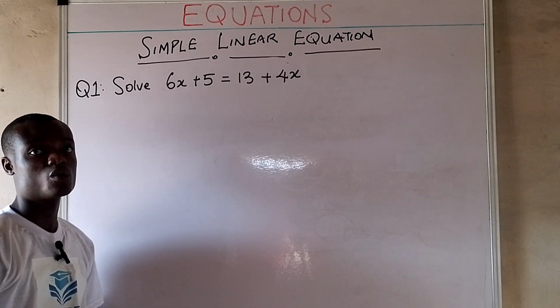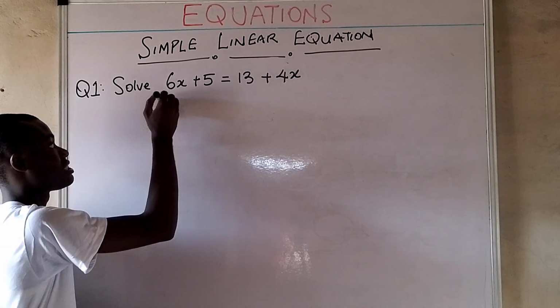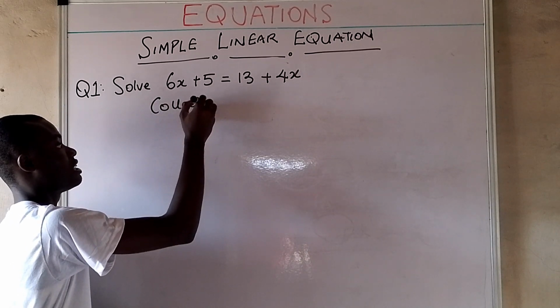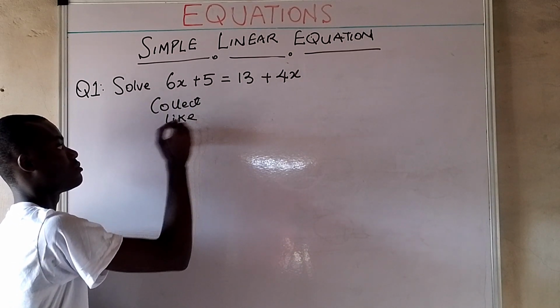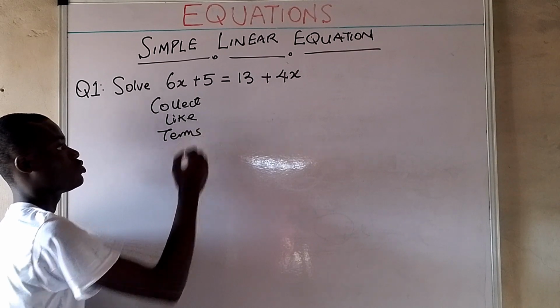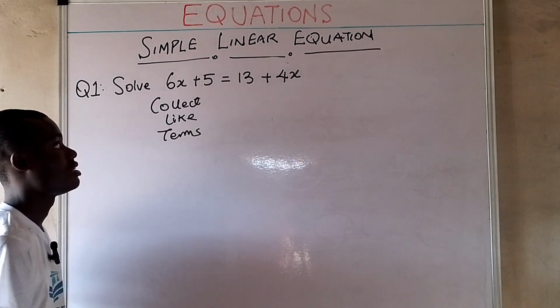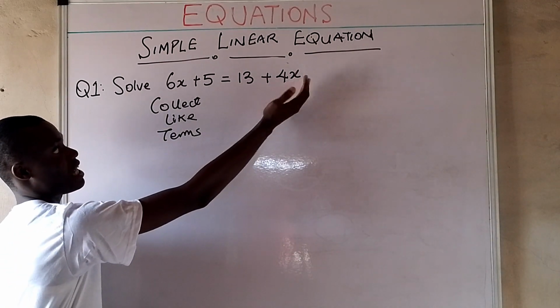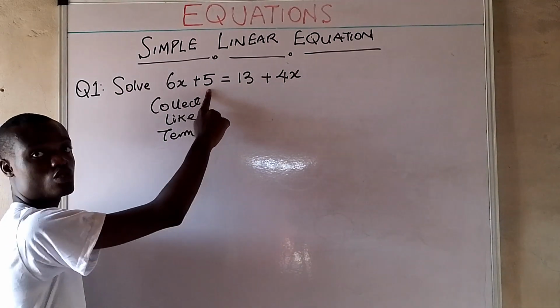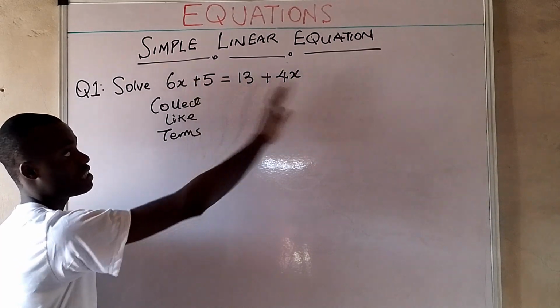When we have a simple linear equation, the first thing you have to do is to collect like terms. You collect like terms. So this is the first thing you have to do. It simply means the ones that are like, take them to one side, the other ones take them to the other side. So this has x and this has x. I'll take the one with x to this side. This does not have an x, this does not have an x, so I'll take them to the other side.